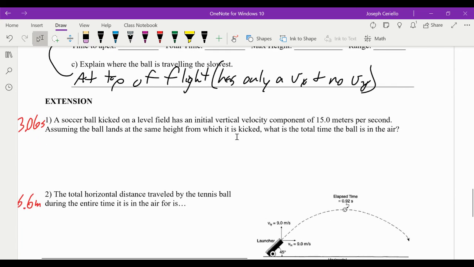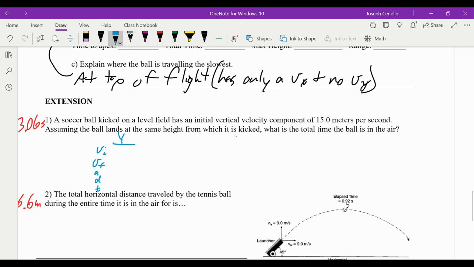All right, a soccer ball is kicked on level ground with an initial vertical velocity of 15 meters per second. Assume the ball lands at the same height from which it is kicked. What is the total time the ball is in the air for? So they give you the initial vertical velocity here. So it's basically, to find the total time of flight, we really only need the y direction, or the y column of our xy chart. So I'm actually going to kind of draw that out. Here's y direction. So we have vi, vf, a, d, t.